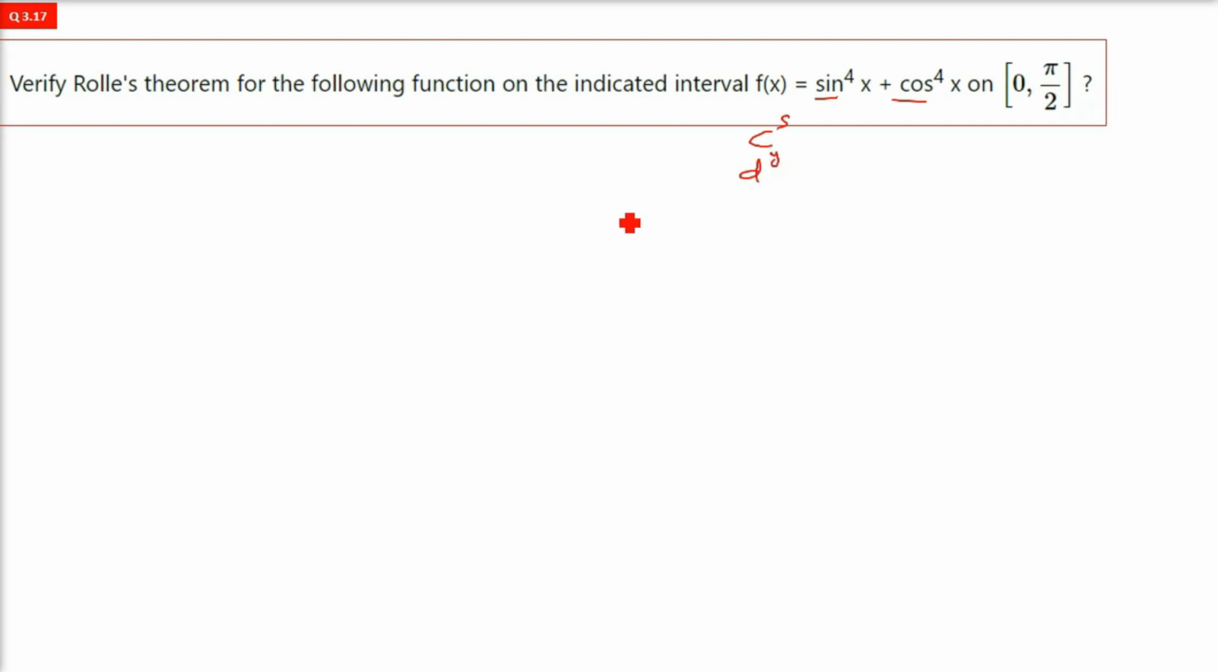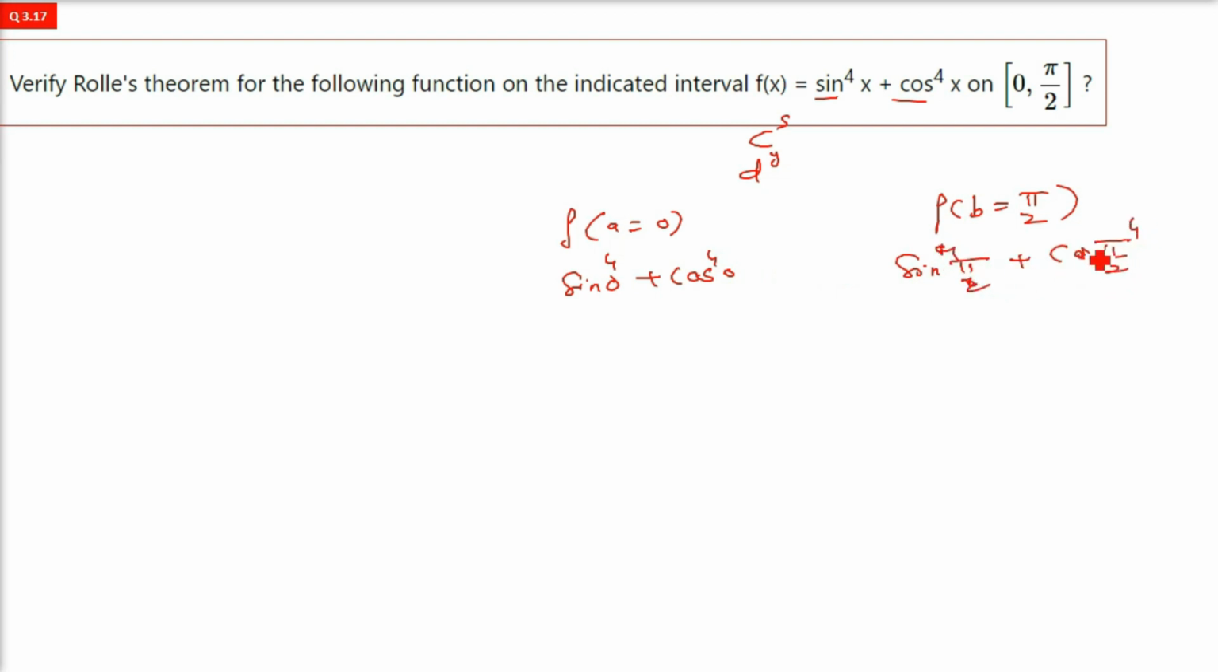And f(0) and f(pi by 2), let me tell you that they both will give you the same value. a equals 0 and b equals pi by 2. So when you put 0, sine raised to 4 of 0, cos raised to 4 of 0. Here we have sine pi by 2 raised to 4, cos pi by 2 raised to 4. Sine 0 will be 0, cos 0 is 1. Sine pi by 2 is 1, cos pi by 2 is 0. So even if you raise it to the power 4, it's going to give you the same value, that is 1 in both cases. 0 plus 1 is 1. Then we get f(a) equals f(b), that is f(0) equals f(pi by 2).